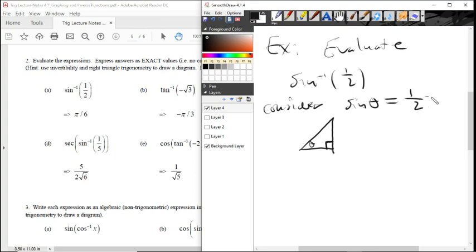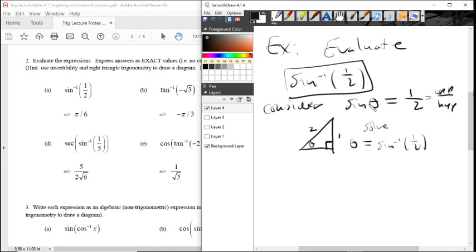With SOHCAHTOA, that would mean that we have an opposite side equal to 1 and a hypotenuse equal to 2. And in order to evaluate this expression, we're evaluating the arcsine of 1/2, which is going to equal the theta. If we take the arcsine of both sides of this equation, we would get this equation. Just like if we had the squaring function x squared is equal to 9, we can apply the square root to both sides.